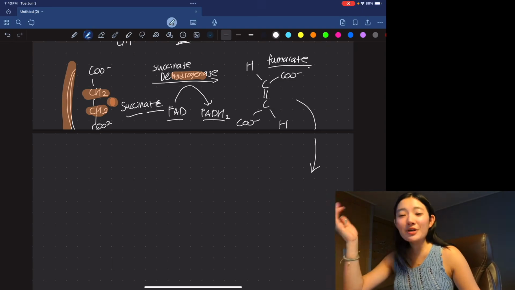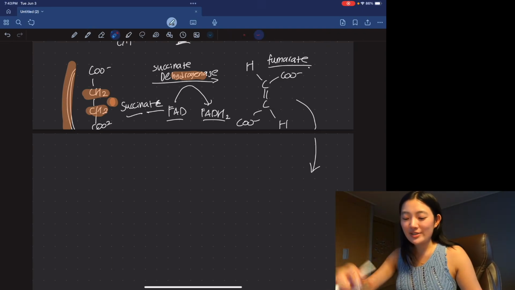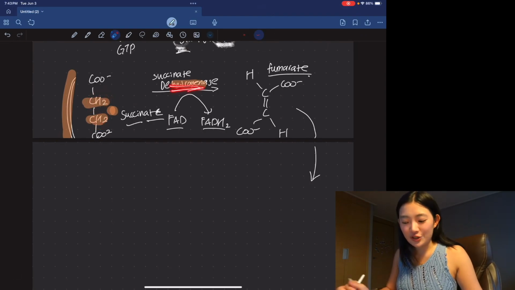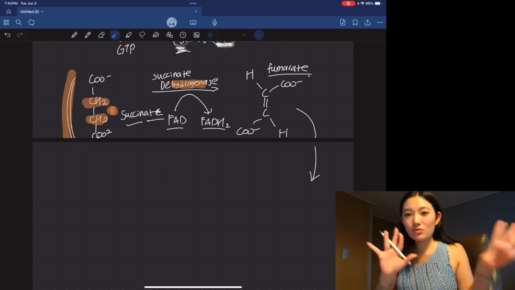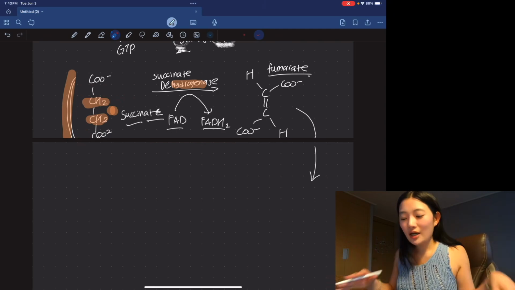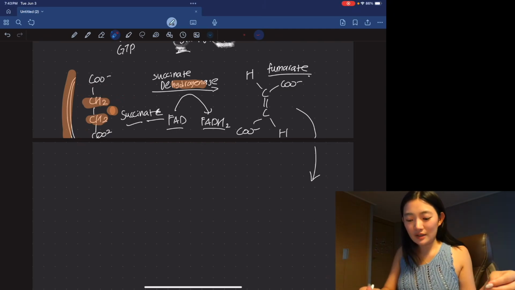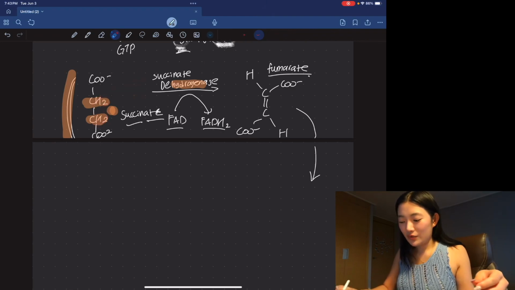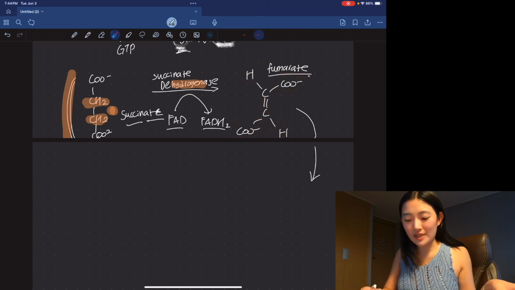But anyways, fumarate is also pretty easy to remember just because you know that these hydrogens from succinate have been dehydrogenated to FADH2. And if there's going to be a double bond here, obviously there's going to be an H on the other side, right? So just knowing what happens helps you remember what fumarate is going to look like, because you know that these hydrogens have to go. So you're going to have a double bond, and then these substituents on either side.